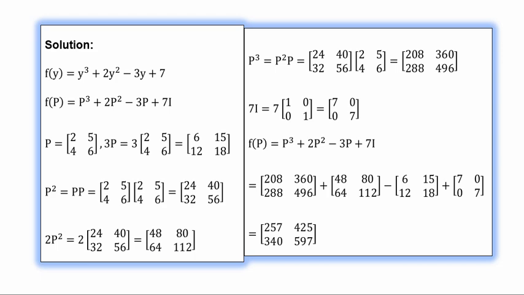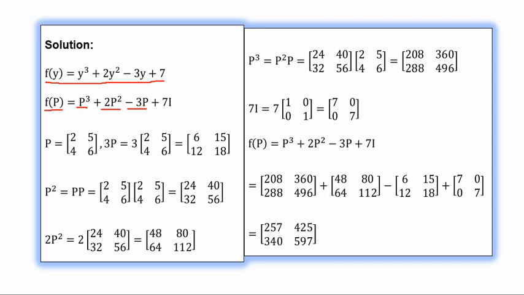So we take the quick solution. This is the given polynomial. We are asked to find f of P. What we do is that we replace y with P in the given polynomial. So the first term is P cubed, followed by plus 2P squared, followed by minus 3P.